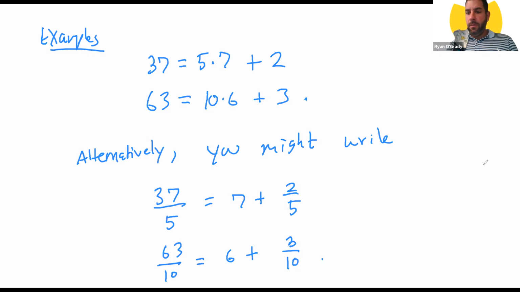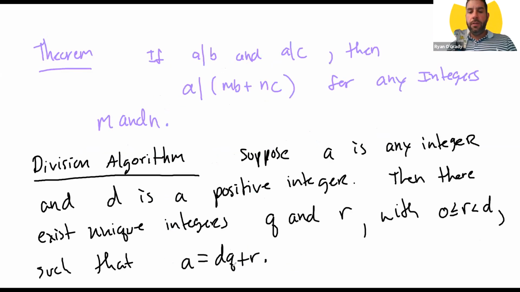So again, I remind you that that's why we're using Q here. We think of Q as the quotient, and then D is the divisor, and R is the remainder.